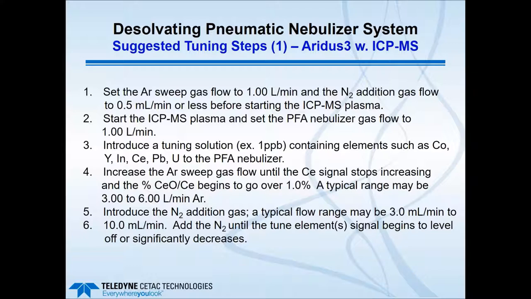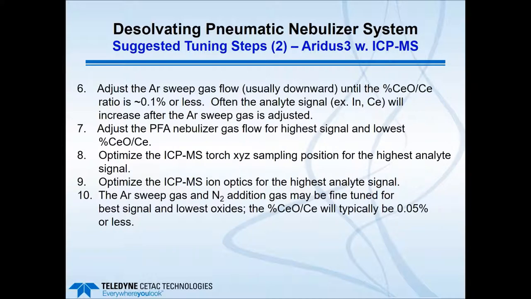And again, we're going to show what happens with that graphically. Then we'll introduce some of the nitrogen addition gas. A typical flow range, again, is relatively low, about 3 to 10 mL per minute. And we'll add the nitrogen until the tune element signals begin to level off or significantly decrease. Then we'll adjust the argon sweep gas flow, usually downward, until the cerium oxide to cerium ratio is about 0.1% or less. Often when we do this, and we'll again see this, the analyte elements, examples indium, cerium, will tend to increase in signal when we start to bring the argon sweep gas down.